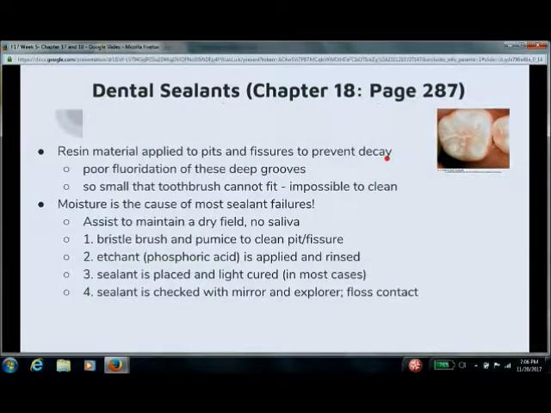Sealants are a plastic coating, basically a resin material that is painted on the pits and fissures of the teeth to prevent decay. So the pits and fissures are so small that a toothbrush will not be able to get into them. So they're impossible to clean. And the only way to prevent a cavity in those pits and fissures is to seal them. And you may have had sealants. Sealants tend to last a few years and then they wash away.